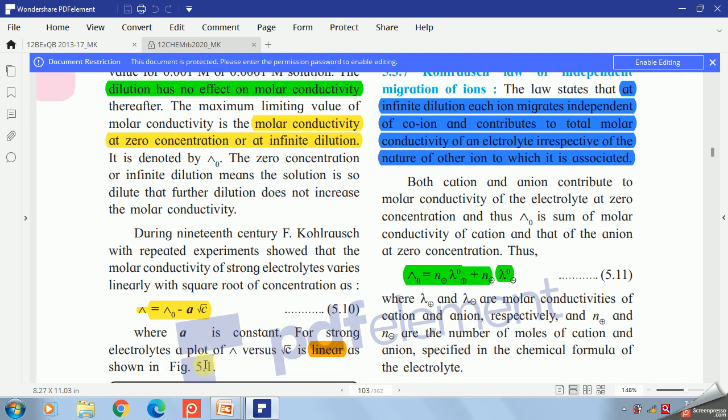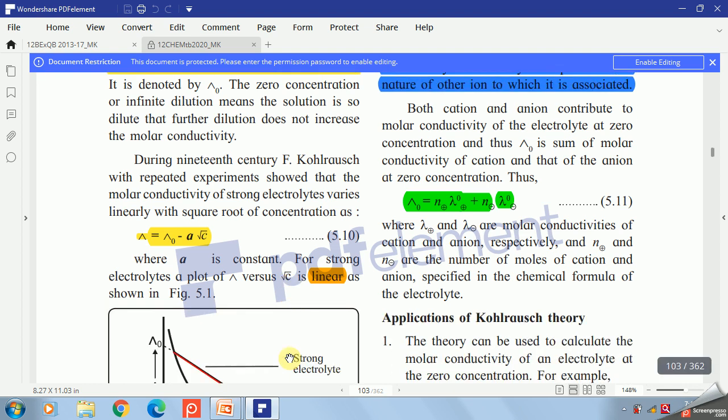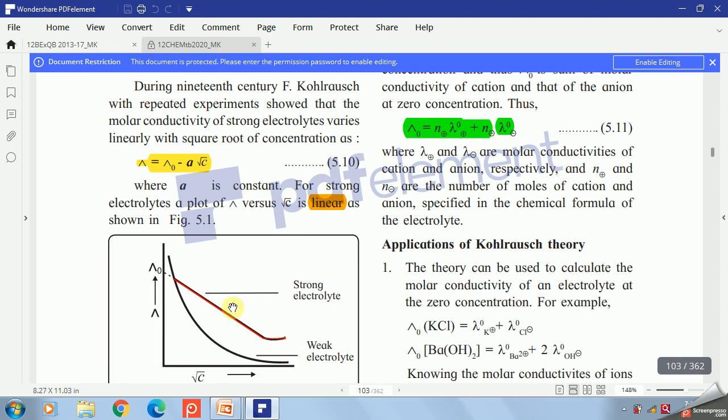For strong electrolyte, when we plot a graph of molar conductivity lambda against square root of concentration, root c, that graph is linear. So let us see this graph. It is shown with the red line. Okay, it is a straight line graph.